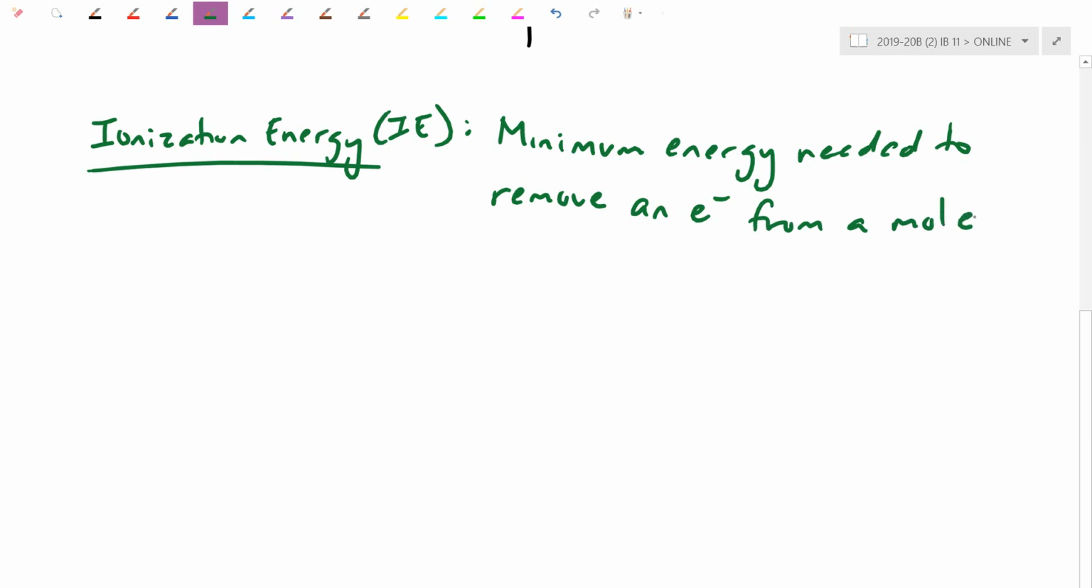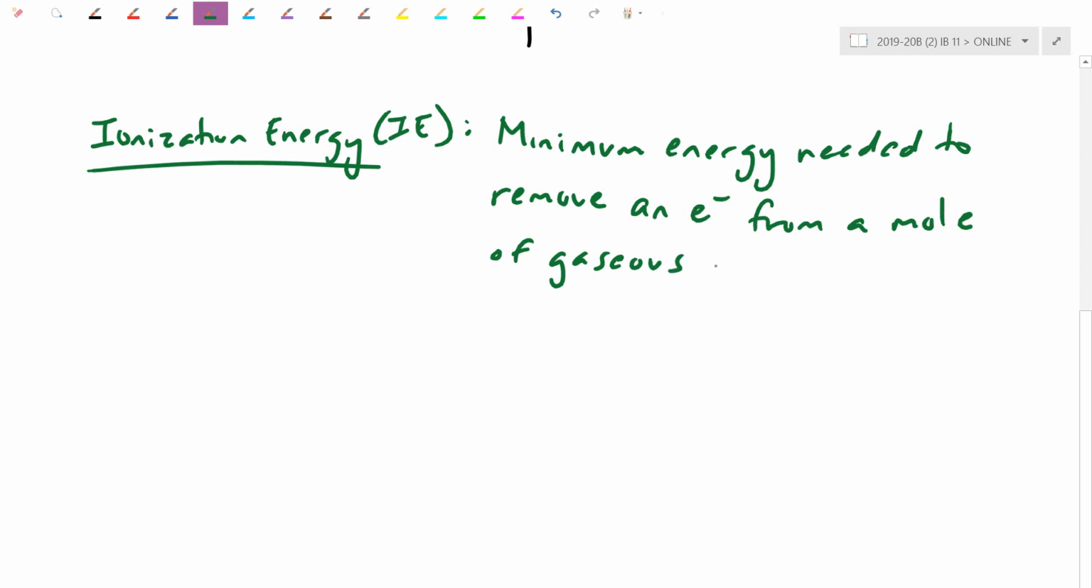Also, the state matters. Whether this is solid, liquid, or gas, that's going to have some impact on what the particles are actually doing, how the particles actually look, and how they interact together with intermolecular forces. We're going to specifically be looking at gases. So from a mole of, usually they say gaseous.